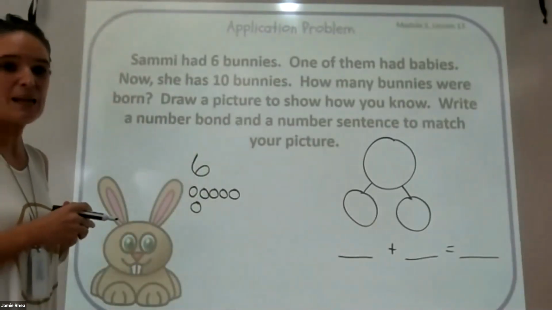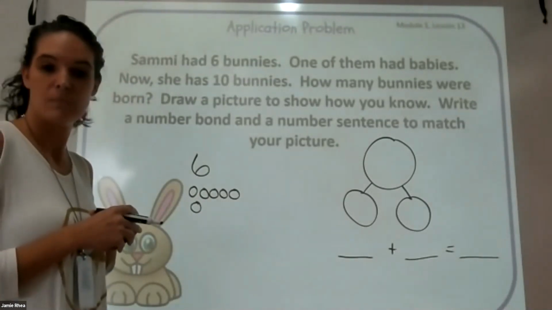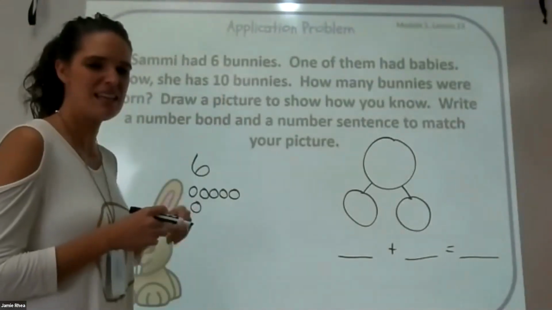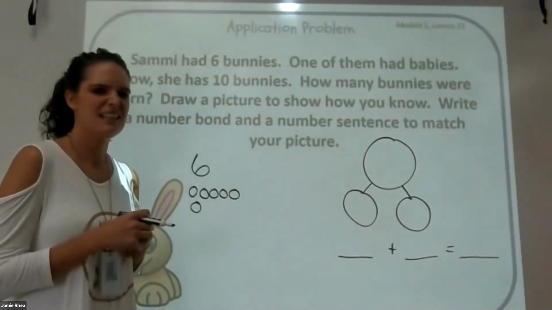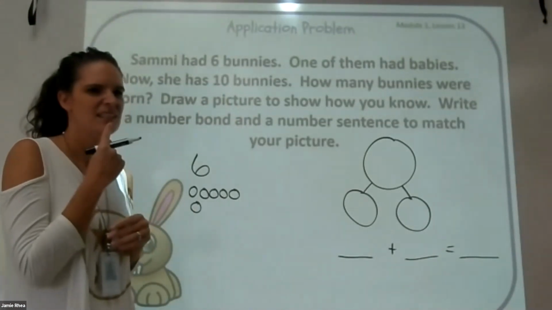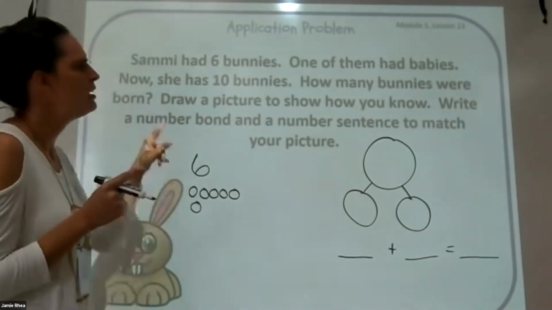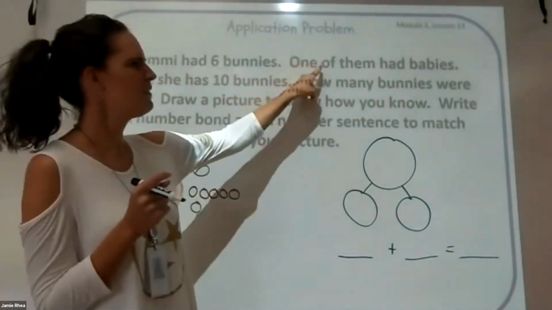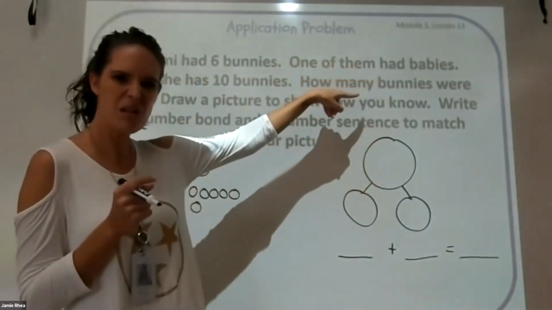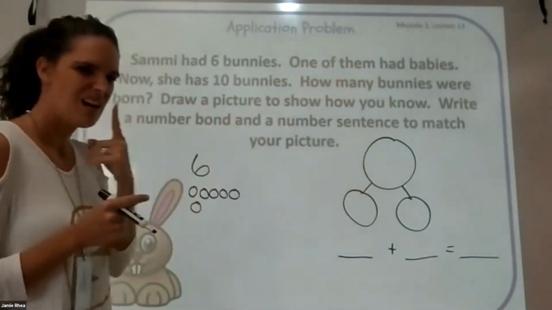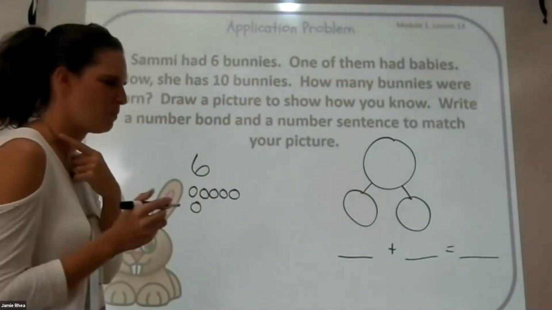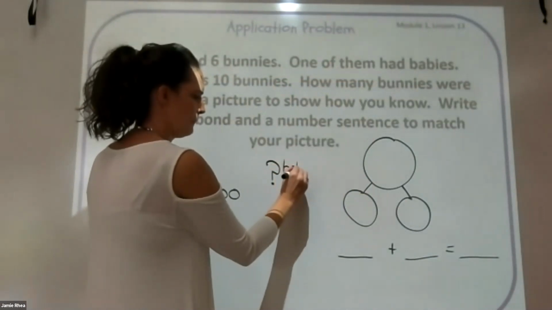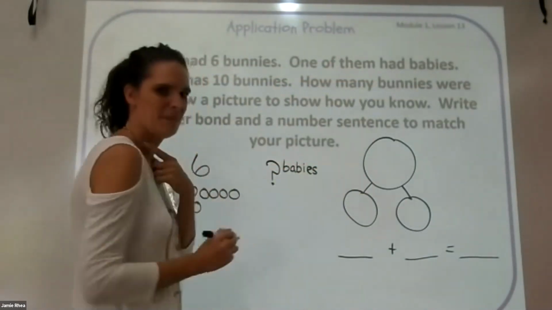Now she has 10 bunnies. Does that have some important information? Yeah, now I have 10 bunnies. But that kind of makes me think. Let me go back and read. Sammy had 6 bunnies. Okay, we have our 6. One of them had babies. Do we know how many babies she had? Not yet. I think maybe I need to put a question mark. And I'm going to put the word babies. We don't know how many babies.